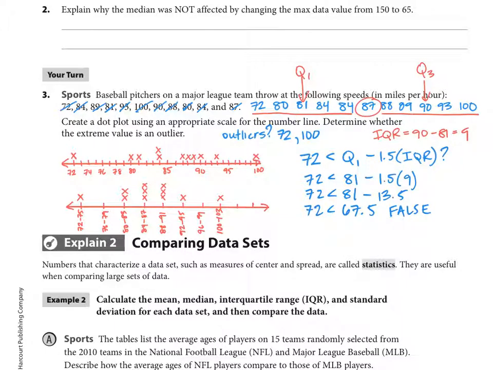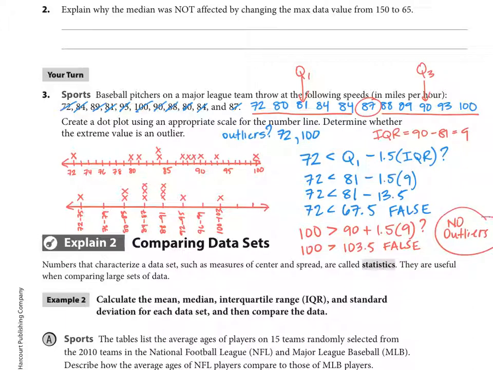Okay, and I'm not going to show a ton of work here, but for 100, if I want to test to see if 100 is an outlier, I want to know, is it bigger than Q3 plus 1.5 times our IQR? So is 100 bigger than 13.5 plus 90, which is 103.5? That is false. Okay. So I have barely any space here, but we have no outliers in this data set. Everything is close together enough.